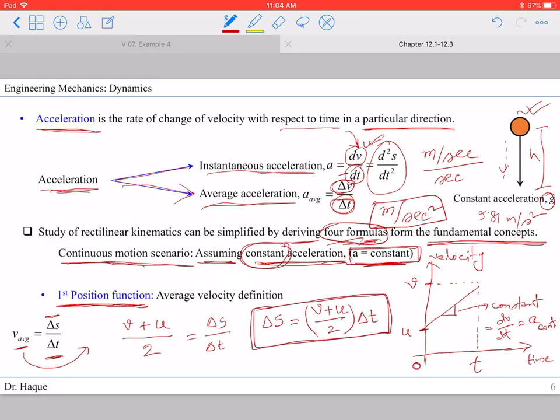If we know that the acceleration is constant, if we need to find any of this, final velocity or initial velocity or time, we can use this formula. If we know the other part, we can find one from this equation. Let's move to the next slide.